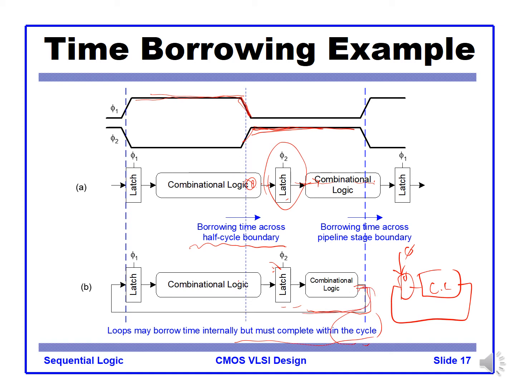If there is the feedback there. If there is no feedback, you can keep borrowing across the clock. You can still borrow the time across the pipeline stage boundary, right? This is a different feature of using the latch system. So this is a very complicated timing check. Most of the CAD tools cannot handle this kind of latch-based system because it is too complicated.